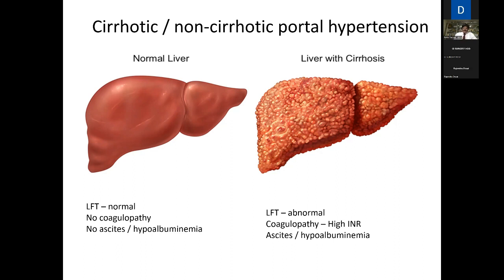Whereas to the right, you see cirrhotics whose liver is badly damaged due to either alcohol or B or C viruses, their LFTs are abnormal. They have a high INR and coagulopathy. They have ascites and hypoalbuminemia. And these patients are not fit for any non-liver surgery or even surgery on the portal venous system, because these are the people who eventually, if they are fit enough and fit the criteria, would require liver transplantation rather than any other treatment.